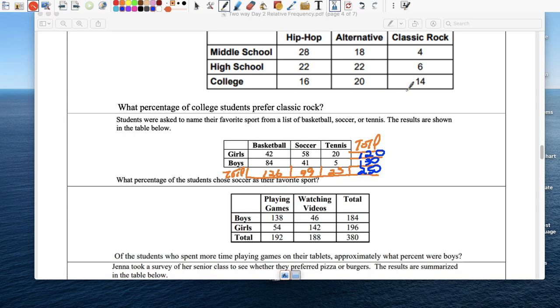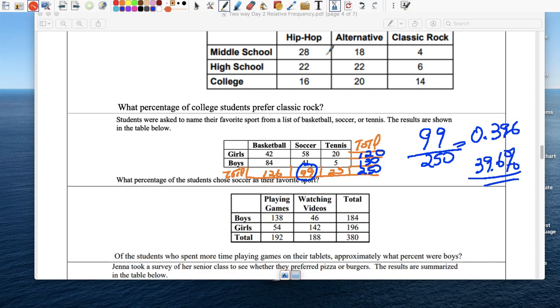Good. A percentage, okay, so let's put it as a fraction and then change that to percent. Chose soccer as their favorite sport. What percentage of the students chose soccer? Well, the people who chose soccer, right here, 99 people chose soccer out of a total of 250. Let's change that to percent. It's going to be 0.396 times 100. 39.6% of the people chose soccer.